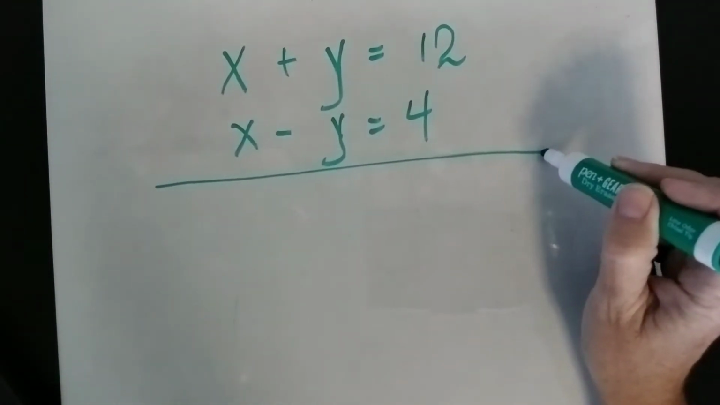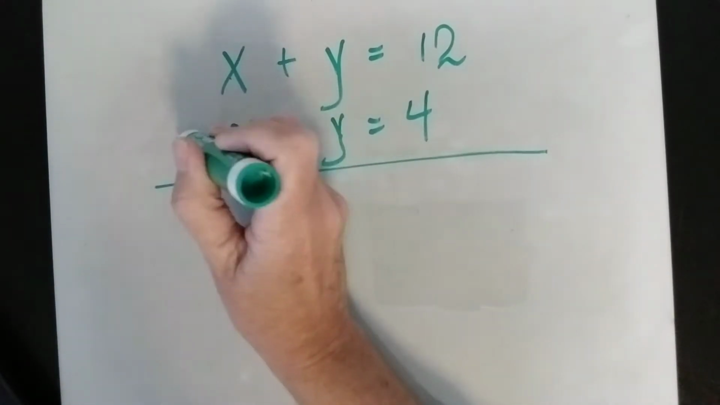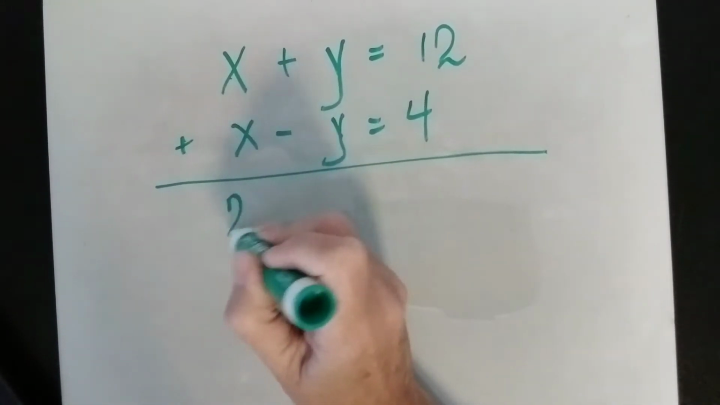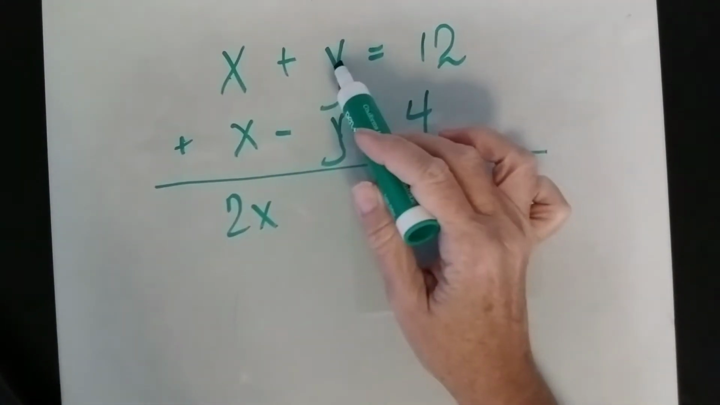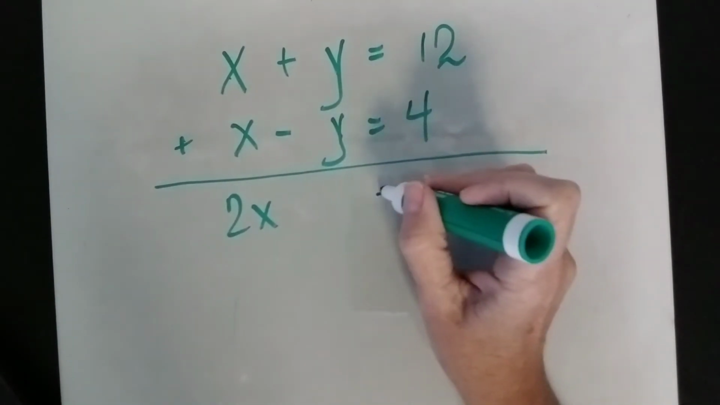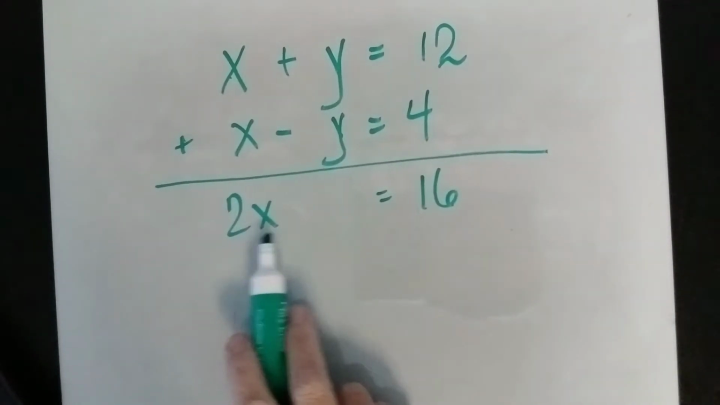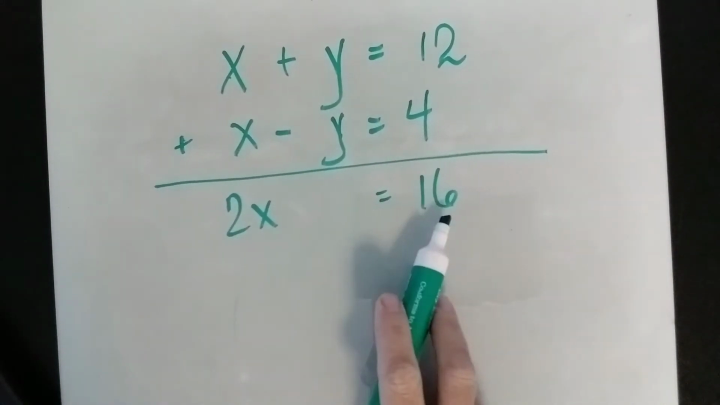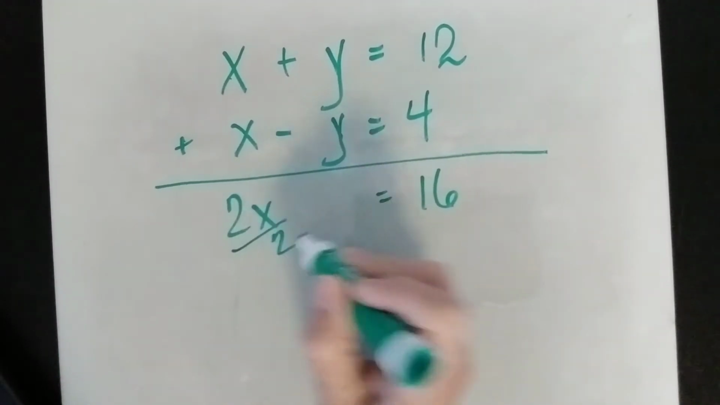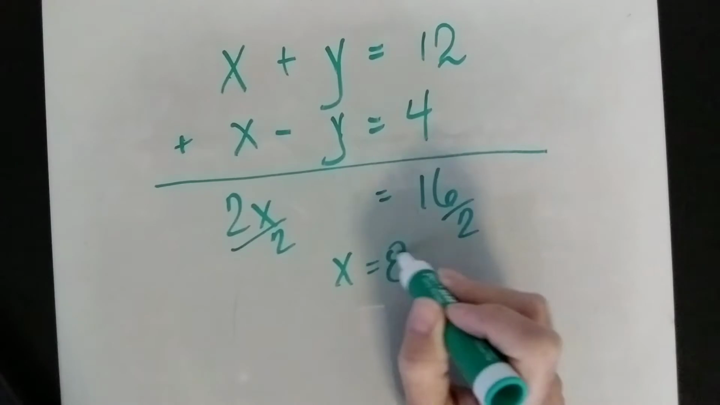So if I add these two equations together, x plus x is going to give me 2x, and a y plus a negative y is going to give me 0. It's going to cancel out. And 12 plus 4 is going to give me 16. So I know that 2 x's are equal to 16. If I divide each side by 2, I know that x is equal to 8.